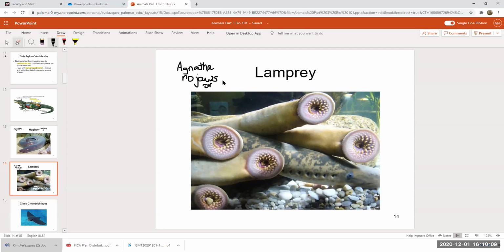Sorry, I don't have my Apple Pencil right now, so I'm going to do my best with the mouse.